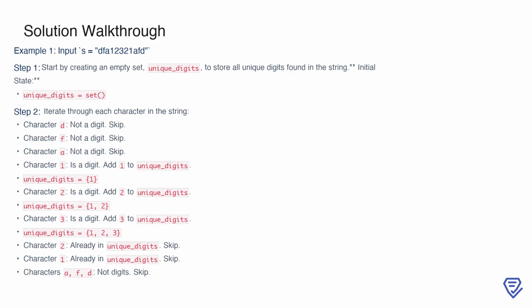Next, we loop through each character in the string one by one. If the character is not a digit, we simply skip it. For example, the first 3 characters, D, F, and A, are not digits, so we ignore them.